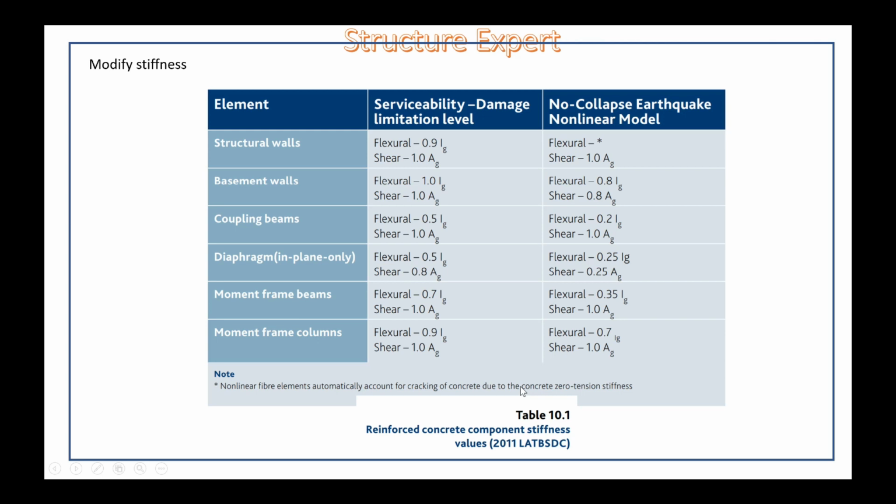Now continue to the modified stiffness. In terms of modified stiffness, it talks about seismic, but we apply it the same with the wind load. In the case we use this modified stiffness, it applies to similar dynamic force, wind load. The elements are structural walls, basement wall, coupling beam, which connects between the walls; you can check for more terminology, coupling beam. This beam is about the opening of the core wall. Diaphragm, we refer to the floor slab, then moment frame beam, and the last one is the moment frame columns.